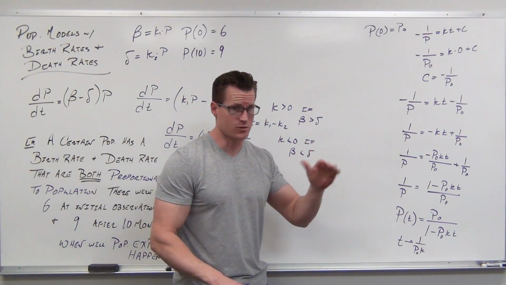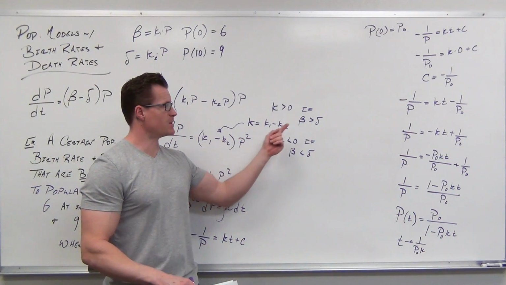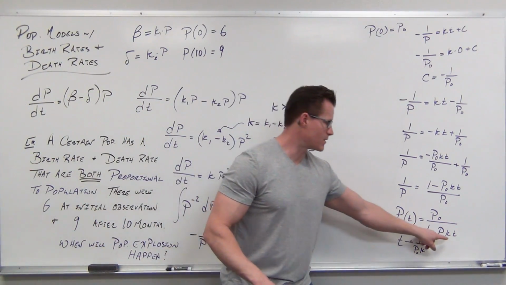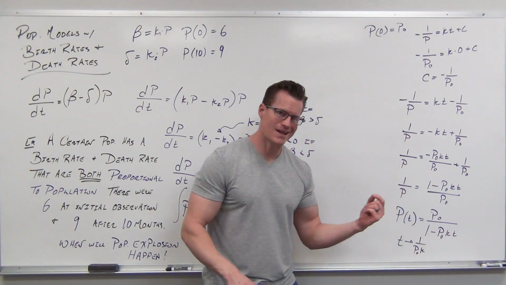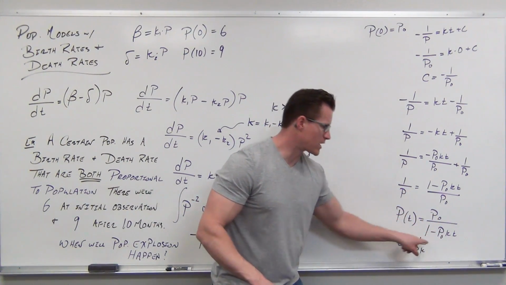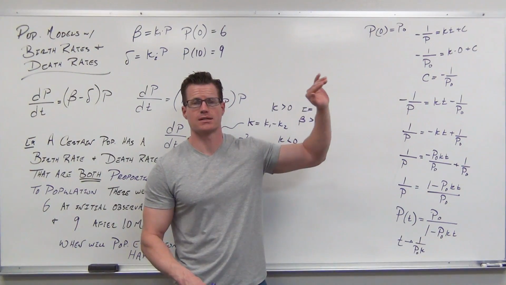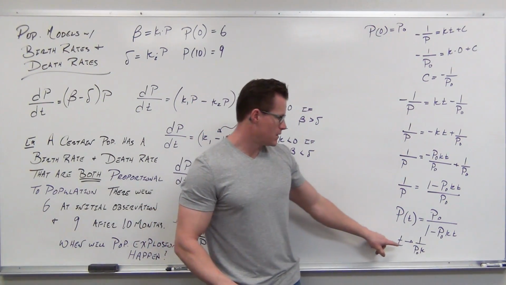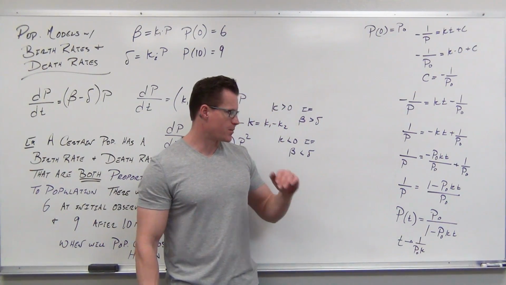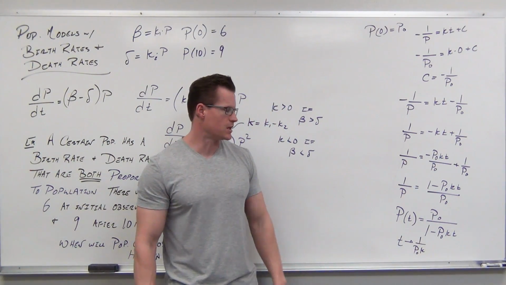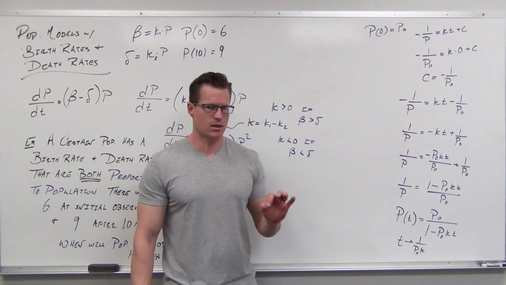So if k is positive, one more time. If k is positive, it means birth rates are greater than death rates. That means this is getting really close to 1, this would get really close to 0, and this whole fraction would get close to positive infinity. That's a population explosion. As the time approaches that value, 1 over p sub 0 times k, whatever that happens to be, that's when you are going to get the population explosion.